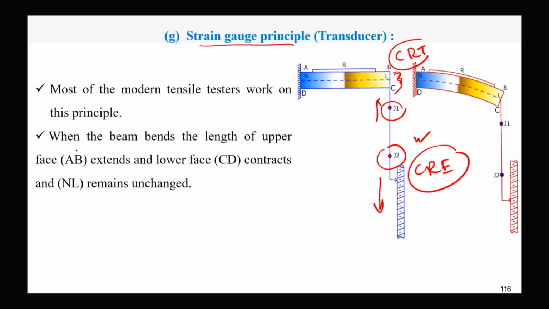The principle is that in this beam, when the beam bends, the length of the upper face AB extends, and the lower face CD contracts. Okay, but at the center line, which is a neutral zone, the length doesn't change. Above the central line the beam gets extended, and below the central line the beam gets contracted.